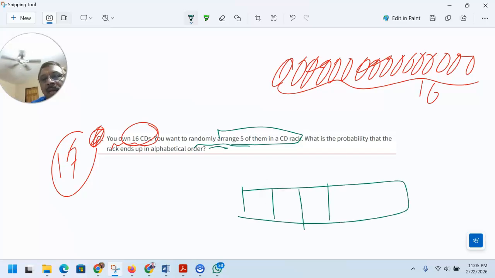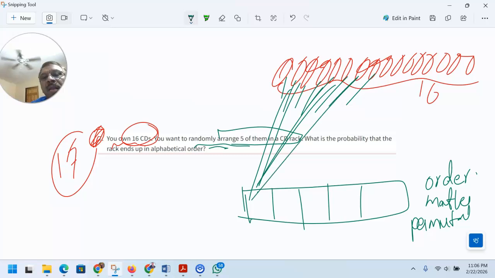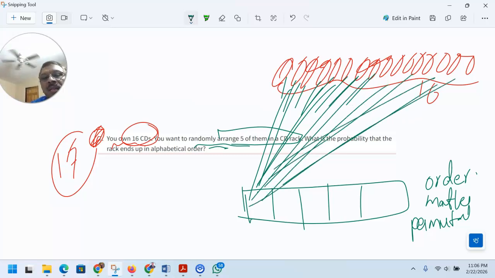See, this is your rack. Let's see, there are 5 spots here. So the order matters. So this is an example of permutation, because which city goes first matters. See, there are 16. So the first spot could be any of the 16, right? So basically, you can use the fundamental counting principle also and say the first one is any of the 16, then once that is filled up, the second one will be 15, and you just multiply like this.